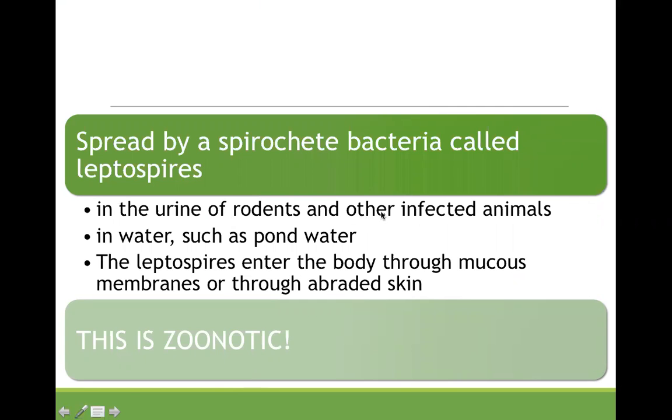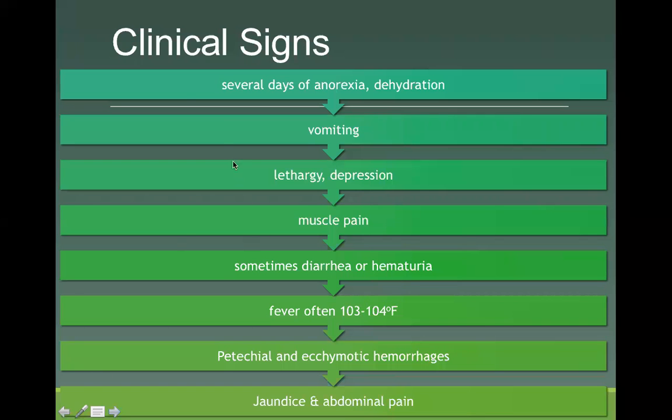So if you think about a rodent in the woods or a raccoon, and they urinate in this puddle and shed it, and then your dog goes in the pond water or the standing puddle, drinks that water or licks their paw, it's going to enter through mucous membranes. So if they lick, it could enter through the esophagus, or if they have a cut on their paw and they step in the puddle. And it is zoonotic to us. So this is why we're so careful. If they do get exposed, several days of anorexia and dehydration.